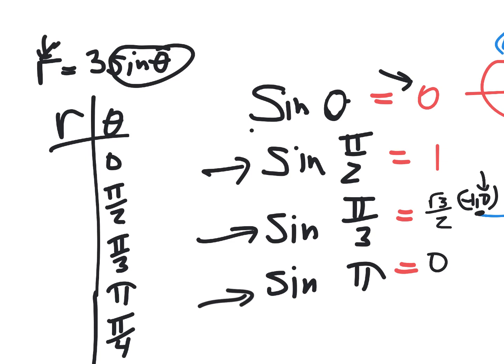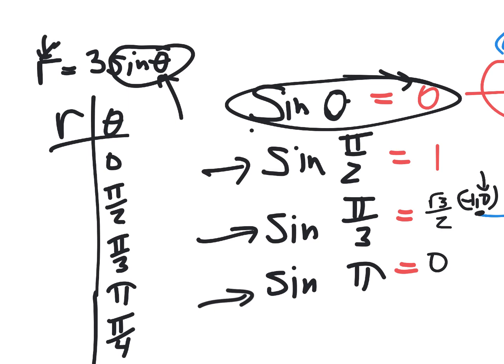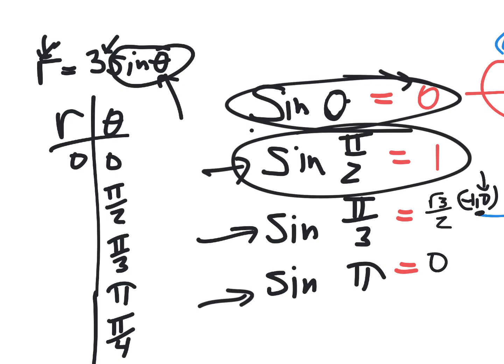Okay, so here's how this one would work. You have figured out that sine of 0 is 0. So then that means when you put in a 0 here, you'd get 0, and 0 times 3 is 0. So r would have to equal 0. Next, pi over 2 was 1. So I put a 1 right here, because sine of pi over 2 is 1, and then 3 times 1 is 3. All right, can you give me the next two, Opal?